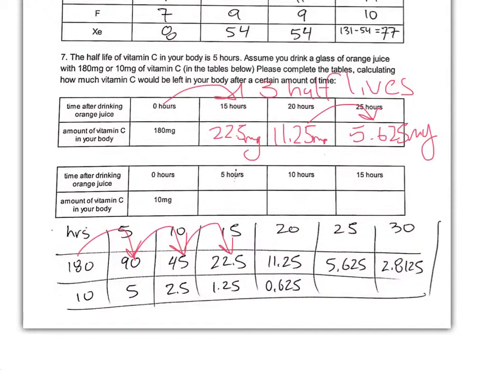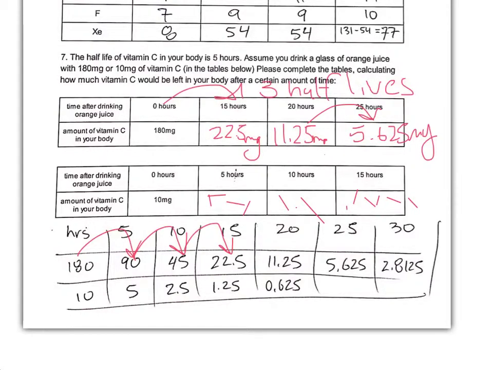1, 2, 3. In our next question, we have 10 milligrams, and so 10 goes to 5, to 2.5, 1.25, and 0.625, dividing by 2 every time. 1 half-life, 2 half-lives, 3 half-lives, 4 half-lives. So after 5 hours, it looks like we have 5 milligrams. After 10 hours, we have 2.5 milligrams. And after 15 hours, we have 0.625 milligrams.